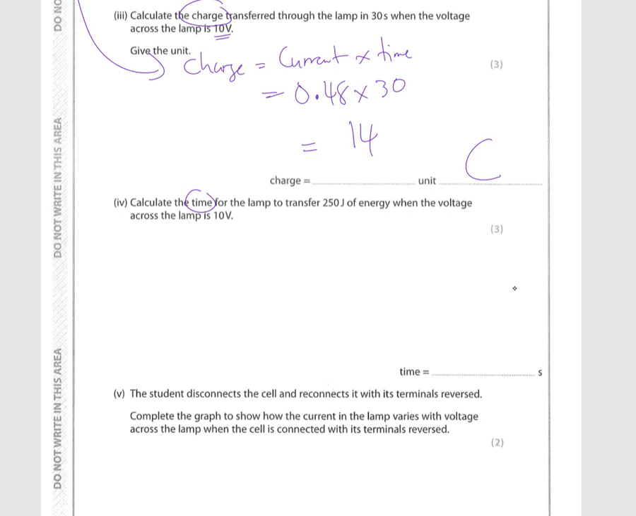Now calculate the time. We know the energy, we know the voltage. Okay, so calculate the time in this case. Which equation should we use? So energy links time and voltage. So there's one equation. Voltage is equal to energy over charge. Okay, good.